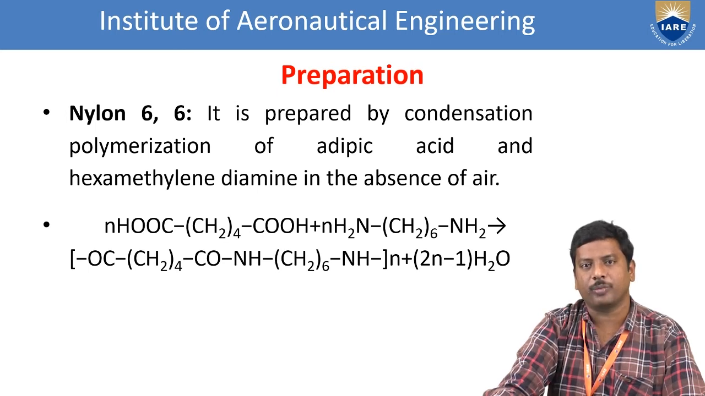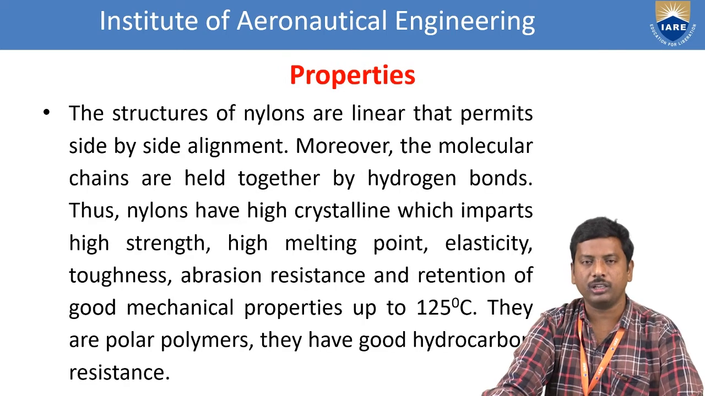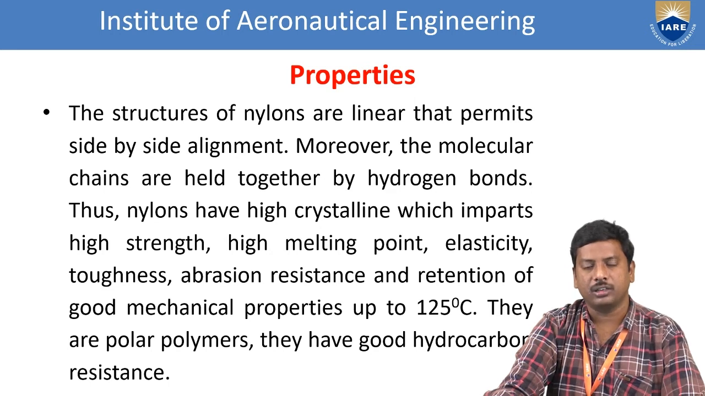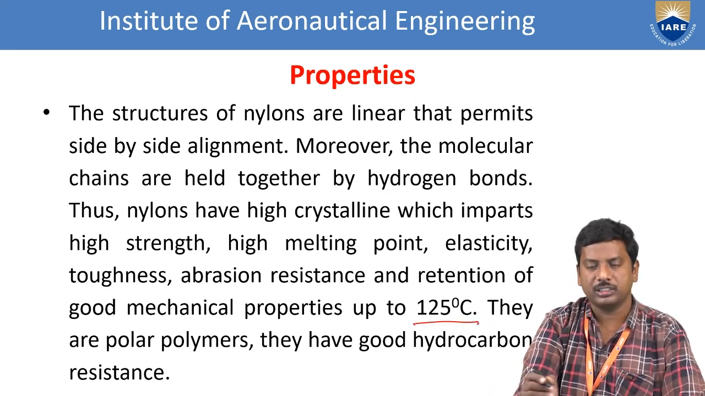Next, we see the properties of nylon 6,6. The structure of nylons is linear, which permits side-by-side alignment. Moreover, the molecular chains are held together by hydrogen bonds. Thus, nylons have high crystallinity, which imparts high strength, high melting point, elasticity, toughness, abrasion resistance, and retention of good mechanical properties up to 125 degrees centigrade.